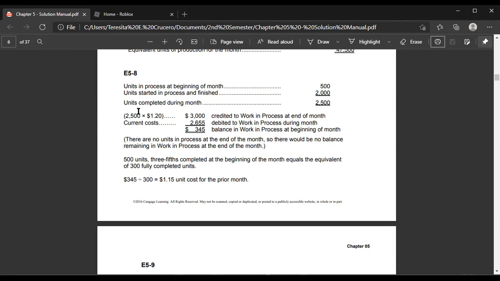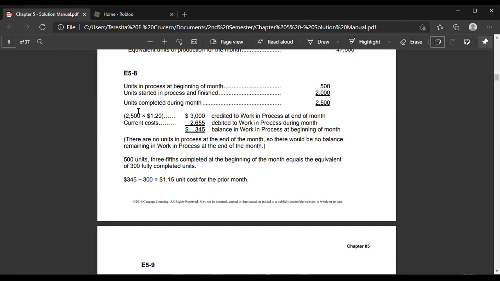500 units, 3/5 completed at the beginning of the month, equals the equivalent production of 300 fully completed units. So 345 here minus 3, divided by 300 beginning inventory. So we now divide and get 1.15. That's the unit cost for the prior month.